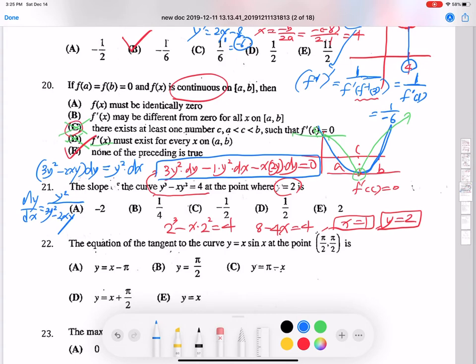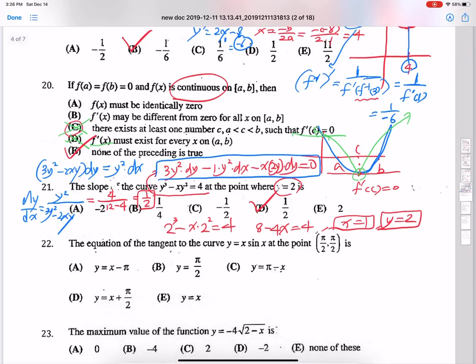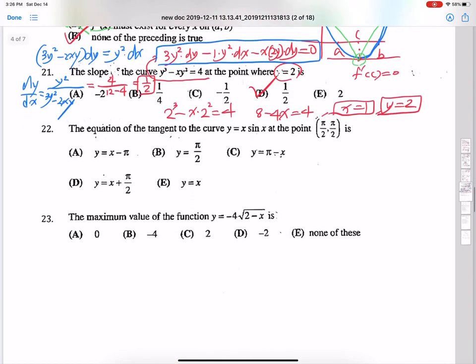And then plug in 1 and 2 for x and y. So y is 2. 2 squared is 4, over 3 times 4, 12, minus 2 times 1 times 2, 4. It is 1 over 2. So D is the answer. Number 22.